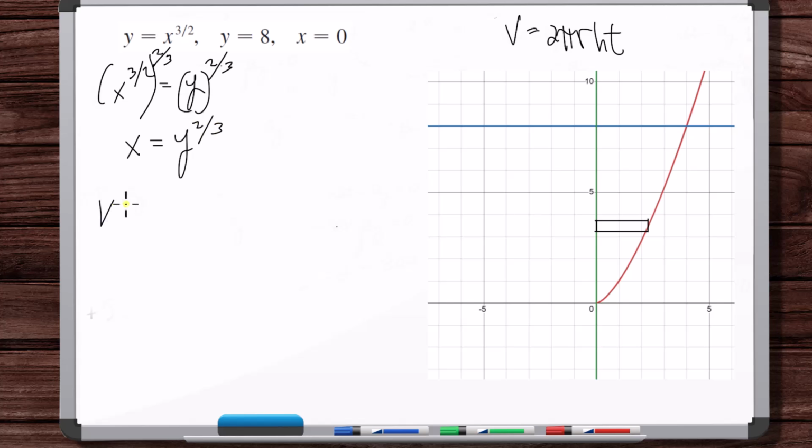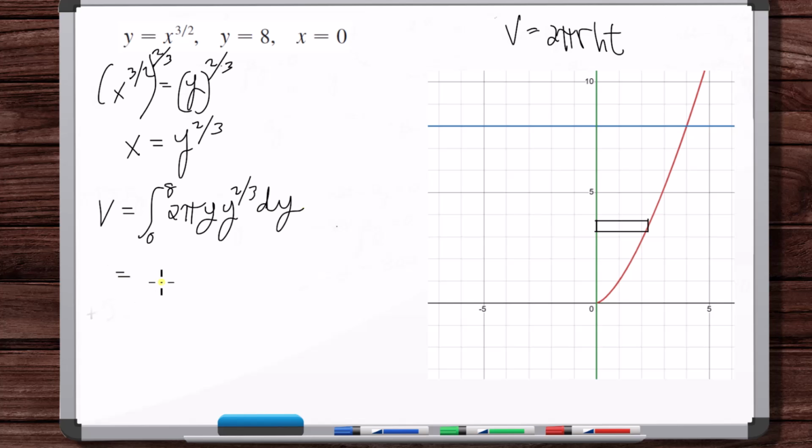Okay, so now let's come back to the formula. We're going from 0 to 8, 2 pi y. Now, y to the 2/3, right? If we weren't rotating about x is equal to 0, we'd have to adjust this a bit. But for rotating about x equal to 0, the height and the radius are just functions of the y coordinate. The y coordinate to the 2/3 power is this horizontal distance. Okay, and then dy.